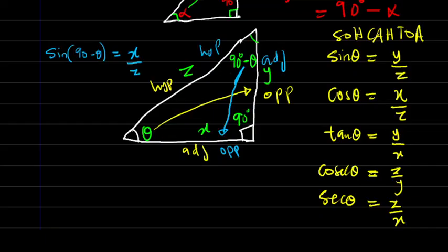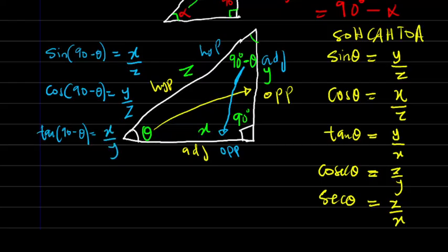Also, the cos 90 minus theta as well. Why am I making this mistake? The cos 90 minus theta as well is adjacent over hypotenuse. That is y over z. Moving on, tan 90 minus theta is, tan is opposite over adjacent. This is our opposite, that is x over y.